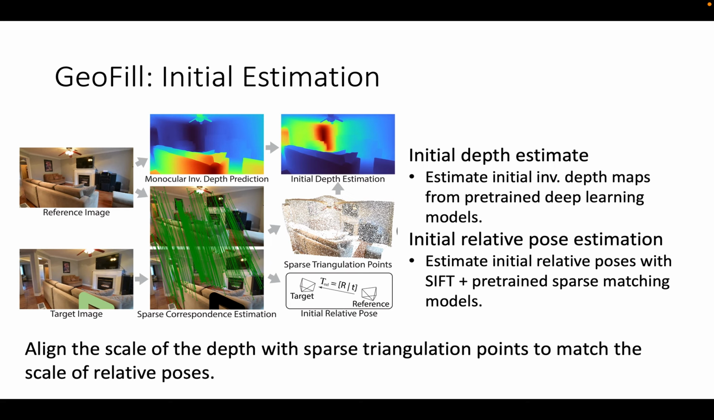When estimating initial values, we first use a pre-trained model to predict the inverse depths. Meanwhile, we use another pre-trained sparse matching model to predict the relative pose. Finally, we align the depth scale to the scale of the relative pose.